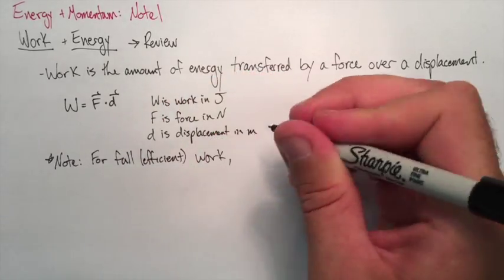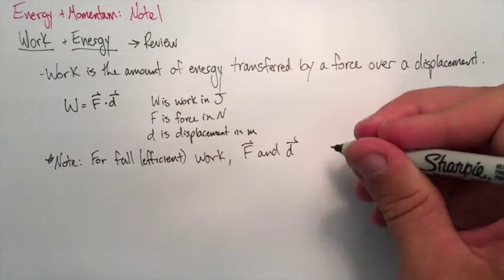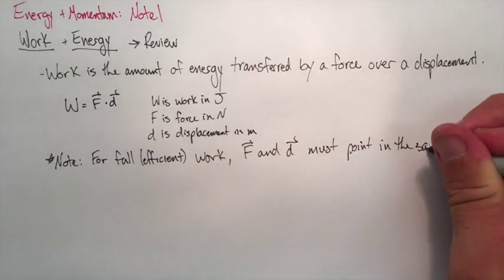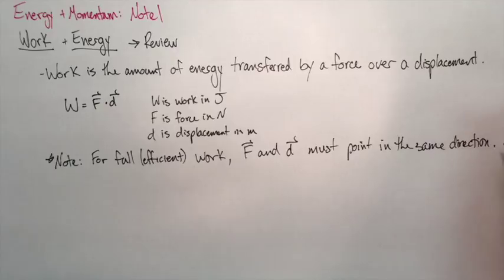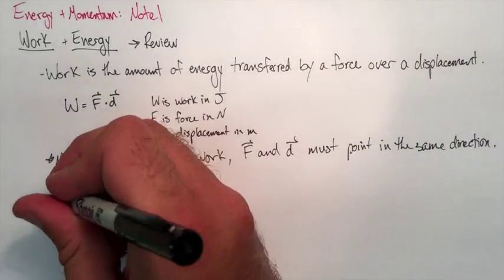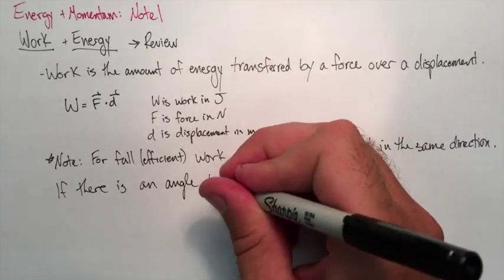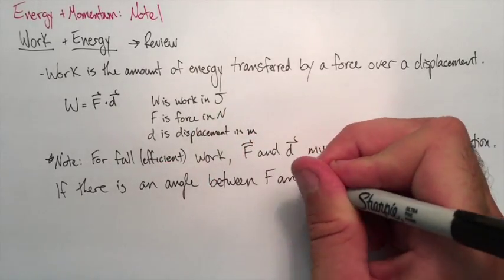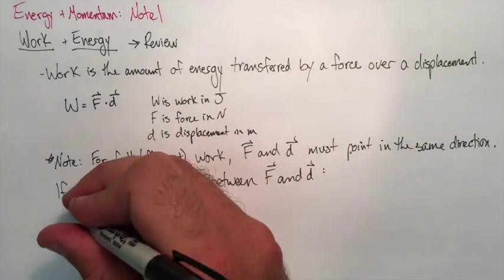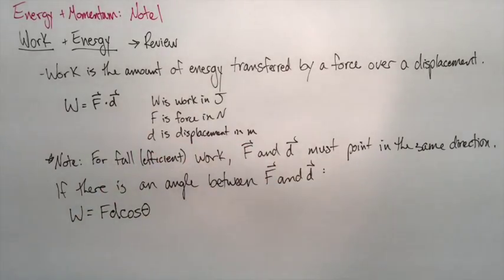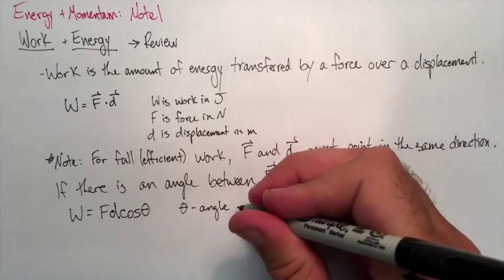So for a full efficient work to happen, we need force and displacement to be pointing in the same direction. If they're not, we have to take that into account. And there's an alternative form of the formula where the relationship between F and D can accommodate an angle between them. In this case, work will be equal to F times D multiplied by cos of that angle between them.